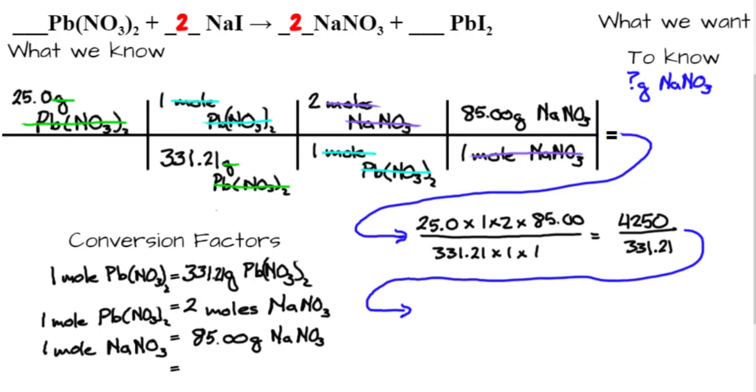When I do the math on the top, I get 4250. When I do the math on the bottom, I get 331.21. When I simplify that even further, I get 12.83174 grams of sodium nitrate. Okay, and then if I were to sig fig it, 3 sig figs.